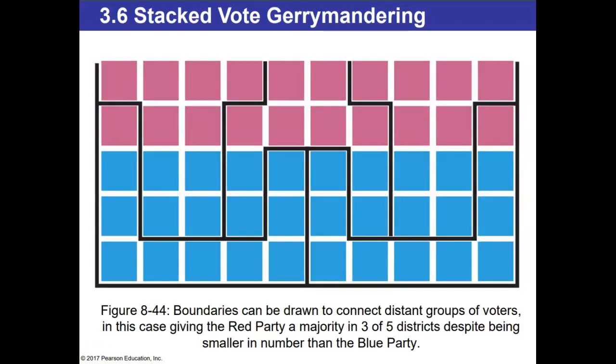Lastly, we're going to talk about a stacked vote. Stacked vote gerrymandering happens when distant areas of like-minded voters are linked through oddly shaped boundaries. And in this example, the Red Party controls redistricting and creates 5 oddly shaped districts. 3 with a majority of Red Party voters and 2 with an overwhelming majority of Blue Party voters. Again, boundaries can be drawn to connect distant groups of voters, in this case giving the Red Party a majority in 3 of 5 districts, despite being smaller in number than the Blue Party.